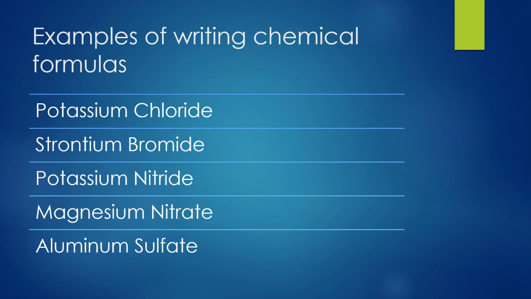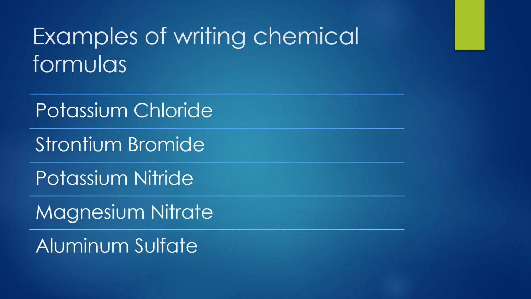Now let's try to do some examples with the reverse. So here you will see names of different ionic compounds. Some of them have polyatomics in them, and some of them are just nonmetals for the anion portion.